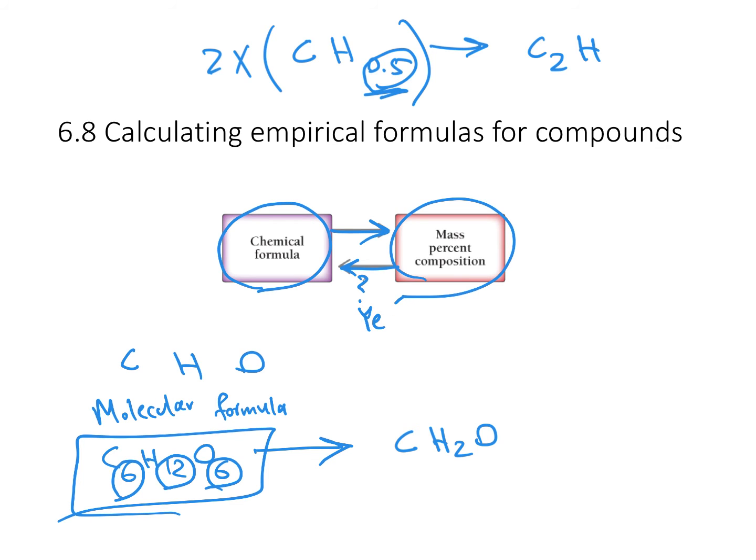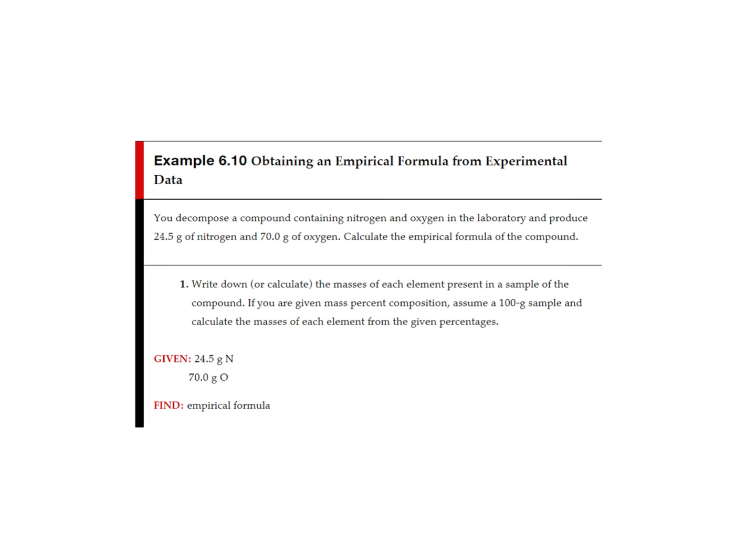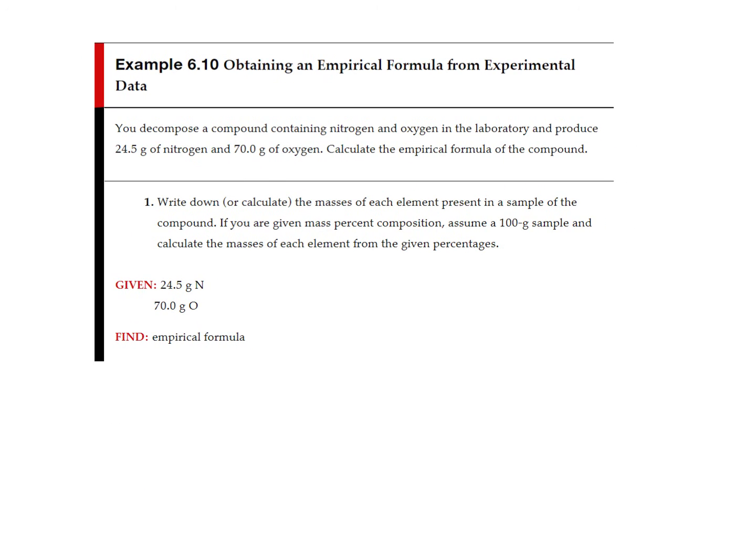So yes, we can find the empirical formula with the mass percent composition, okay? If there are no questions, I'm going to demonstrate how to find the empirical formula from mass percent composition by showing you an example. This is from your book, example 6.10. It says you decompose a compound containing nitrogen and oxygen in the laboratory and produce 24.5 grams of nitrogen and 70 grams of oxygen. Calculate the empirical formula for the compound.